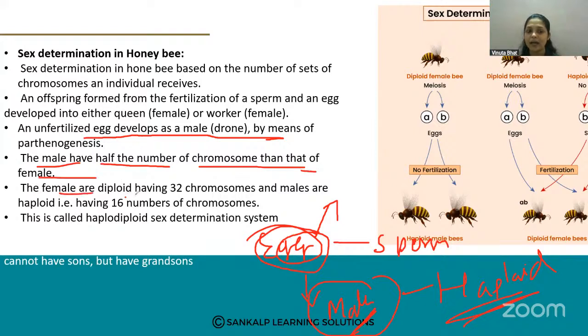The males have half the number of chromosomes of the female. The females are diploid, having 32 chromosomes. Females are diploid and males are haploid, having 16 chromosomes. So this is called the haplodiploid sex determination system.